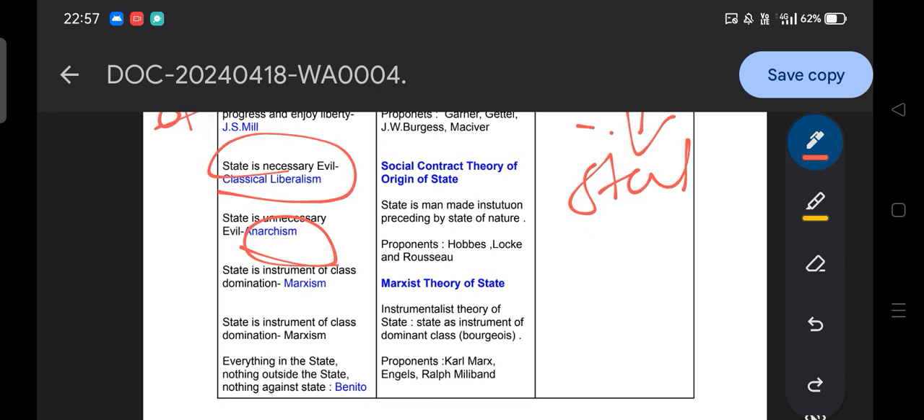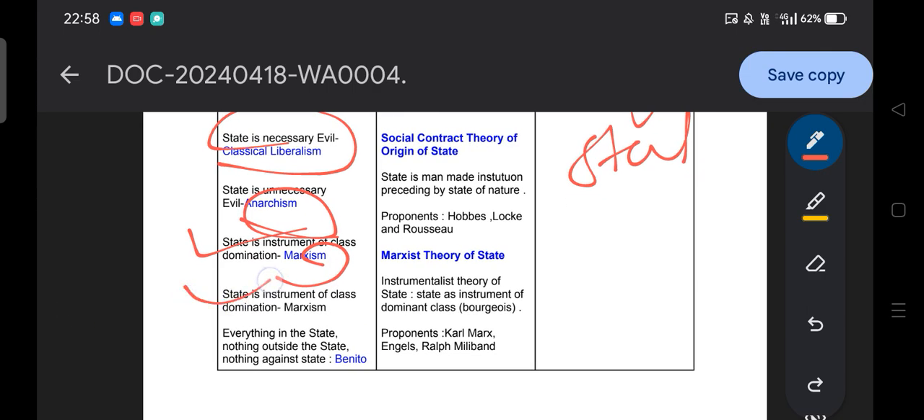Then moving to the next: the state is an instrument of class domination, by Marxism. It's very easy. Marxism is a political ideology which believes the state is an instrument of the dominant class, the bourgeois class. It protects their interest only. It acts on behalf of those holding private property, those who dominate society, the means of production and the social relations of production. So that is very easy: instrument of class dominance is the keyword for Marxism. Then moving to the next.